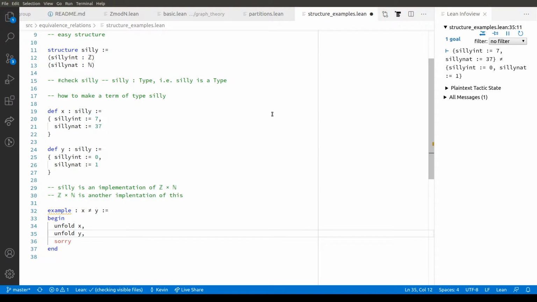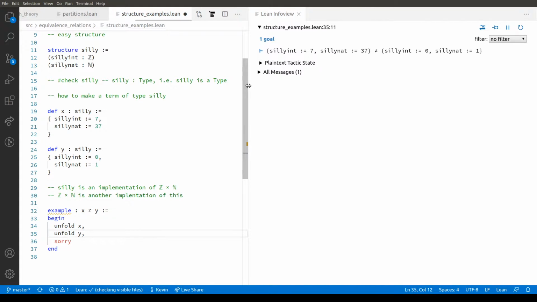I'm going to turn off my sound so we don't get bleeps all the way through. I've now unfolded them, and now you can see what the goal is here. I've got to prove that this silly thing, which is made out of a 7 and a 37, is not equal to this silly thing that's made out of a 0 and a 1. So maybe the simplifier will do it. Let's try the simplifier. Okay, I see. The simplifier has reduced it.